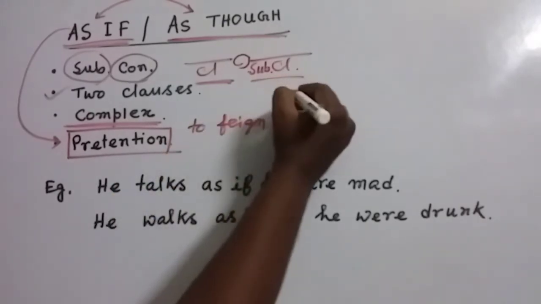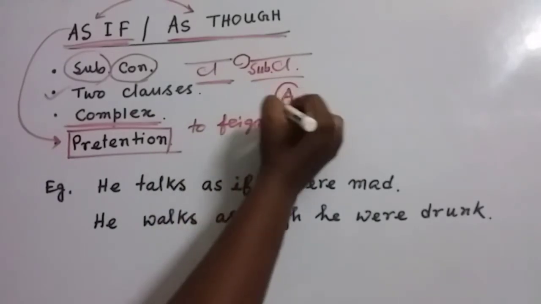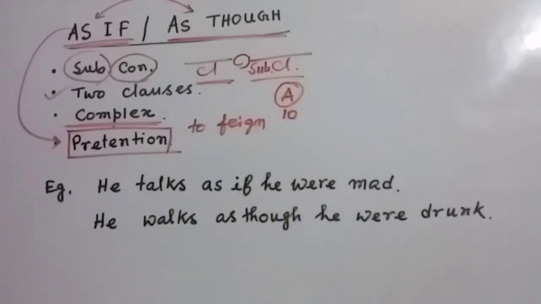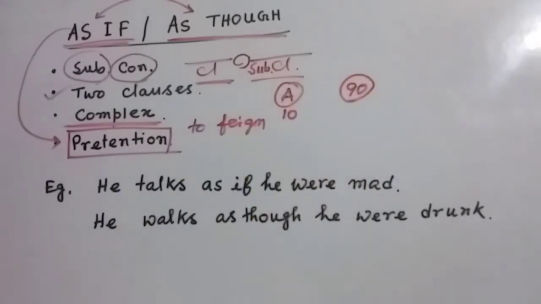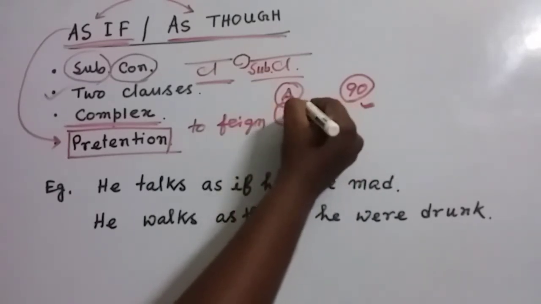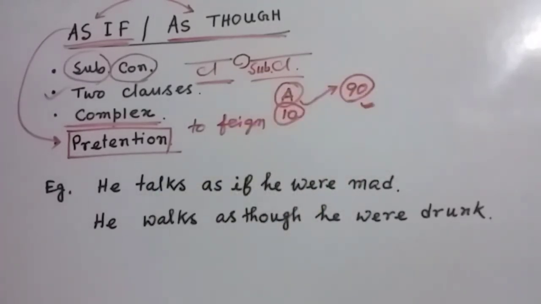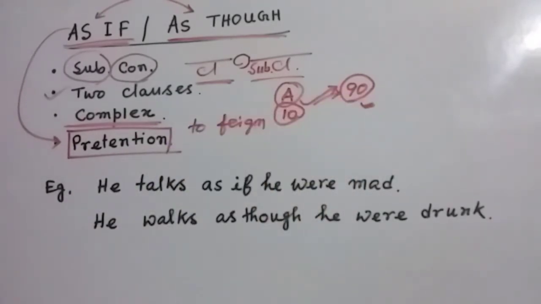My dear friends, suppose this is a boy of 10 years old, and the behavior of this boy is just like a 90-year-old. What will happen then? This is not the fact. This boy is pretending to be 90 years old. So it is an imaginary situation, or you can say a hypothetical situation. In this way, this term is used.